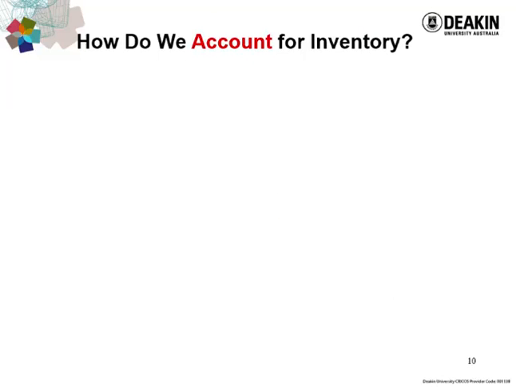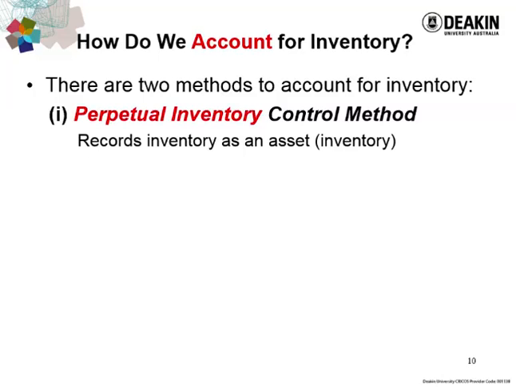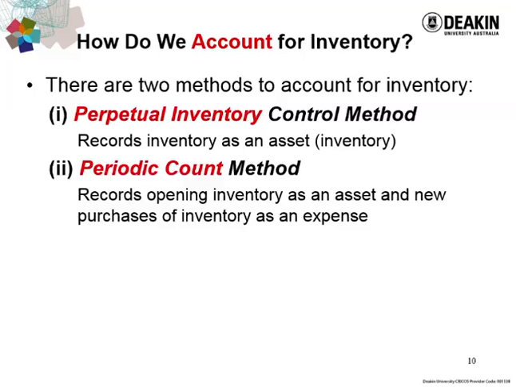There are two methods to account for inventory: the perpetual inventory method and the periodic count method. So let's contrast them. Under the perpetual method, we record both opening inventory and inventory purchase as an asset. So in this case, we do not use purchase account.